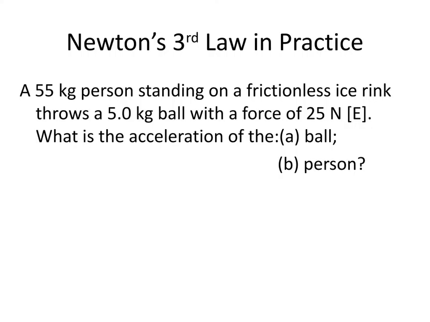A person with a mass of 55 kilograms is standing on a frictionless ice rink, and they throw a 5-kilogram ball with a force of 25 newtons east. What is the acceleration of the ball, and what is the acceleration of the person?